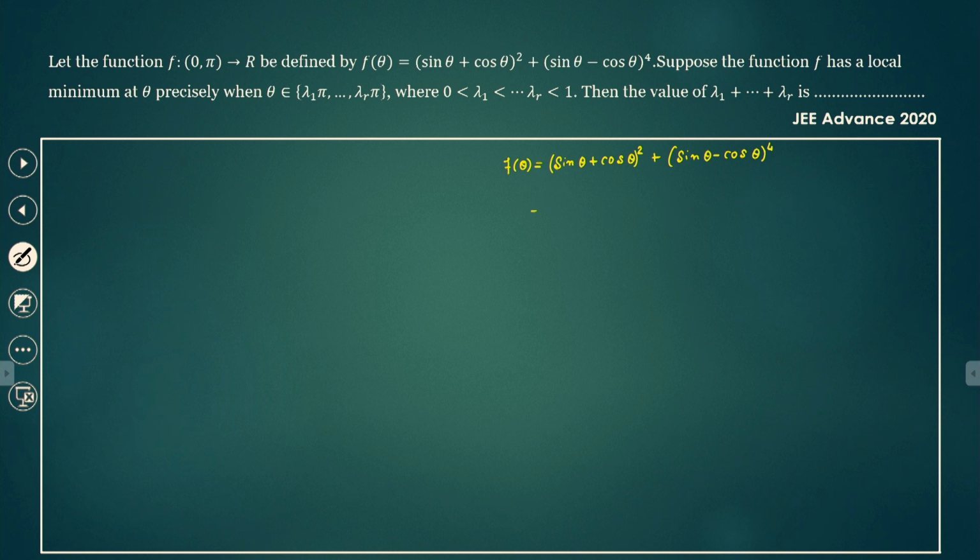Let's expand it using the (a plus b) whole square formula. So sine square theta plus cos square theta, and minus 2 sine theta plus 2 sine theta cos theta. That's the first term. And for the second, we write sine square theta plus cos square theta minus 2 sine theta cos theta whole square.